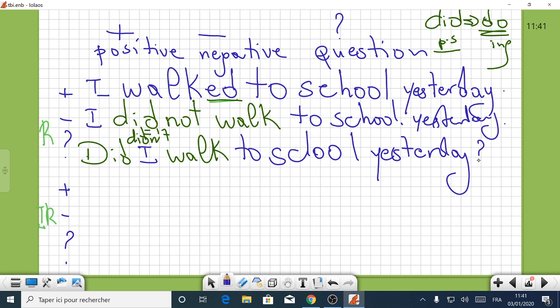So this is the positive, the negative, and the question form of what? Of regular verbs. All the regular verbs can work this way. Okay, so I take the verb, I walked to school. The verb is in the simple past because I'm talking about yesterday. And this is a regular verb. If you want to make it negative, we say I didn't or I did not walk to school yesterday. Did is an auxiliary. What is did? Did is the verb do in the simple past. So I did not walk, and here we don't have ed because it is taken by do, to school yesterday, and we finish with a period or full stop.